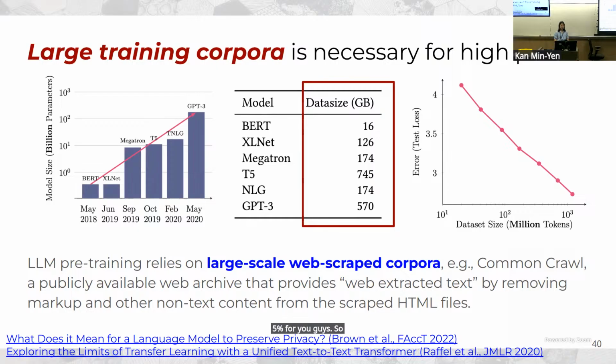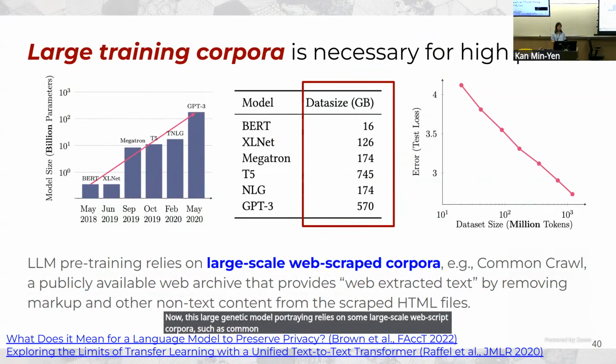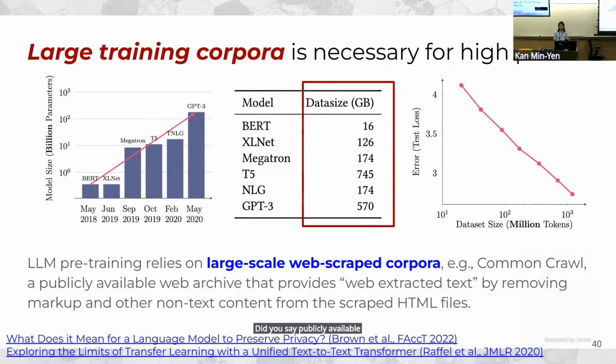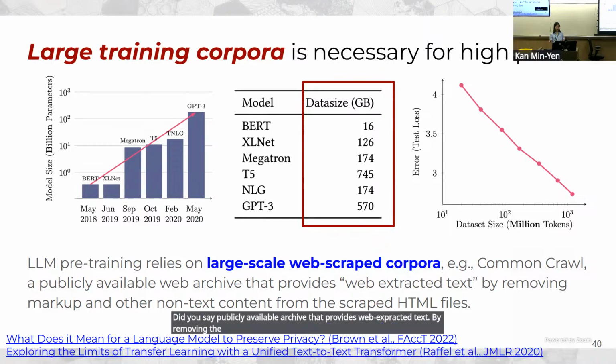So where do we get all this data? Large language model pre-training relies on large-scale web-scraped corpora, such as Common Crawl, which is a publicly available web archive that provides web-extracted text by removing the markup and other non-text content from the scraped HTML files.